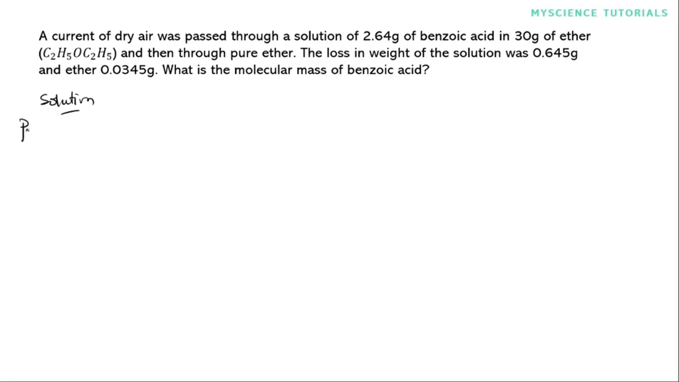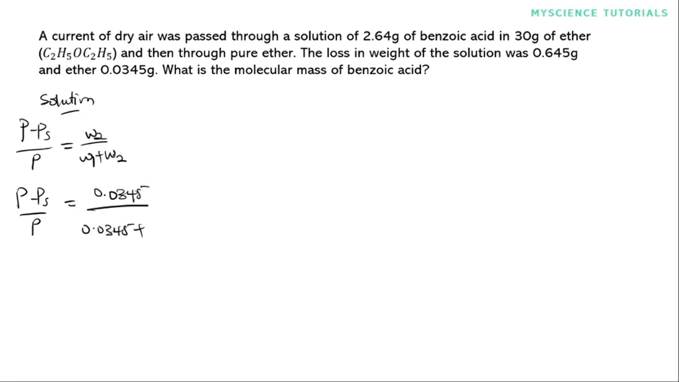So we know P minus Ps over P, according to the Ostwald Walker method, is equal to W2 over W1 plus W2. Now W2 is the loss of mass of solvent, and W1 is the loss in weight of the solution. So we have 0.0345 for W2 over 0.0345 plus the W1, which is 0.645.